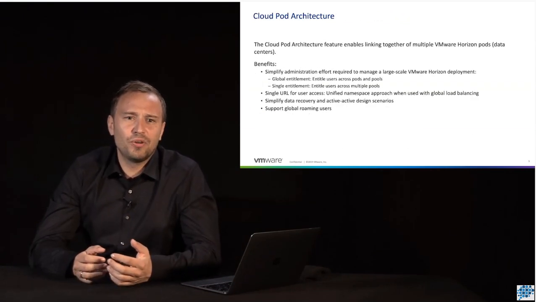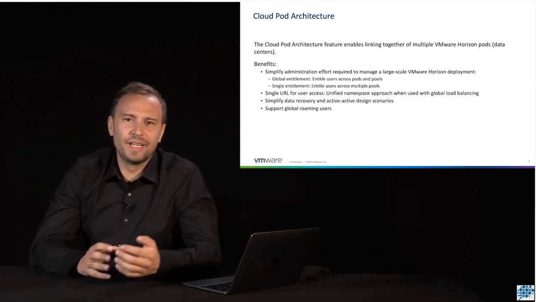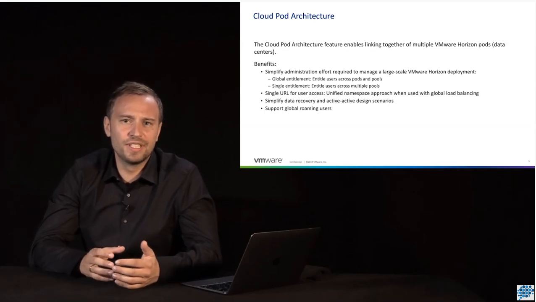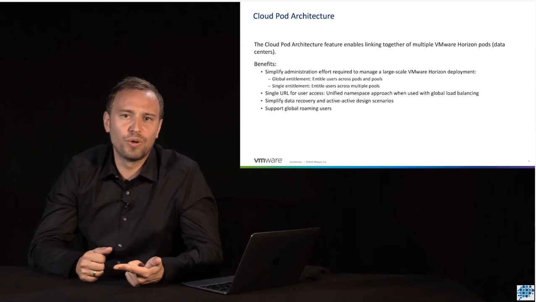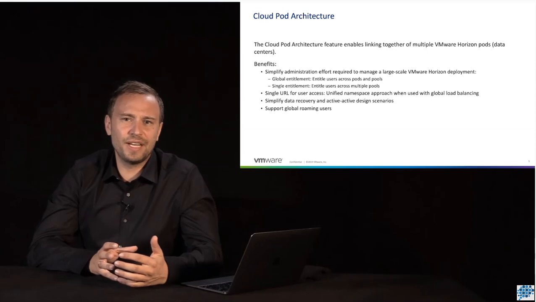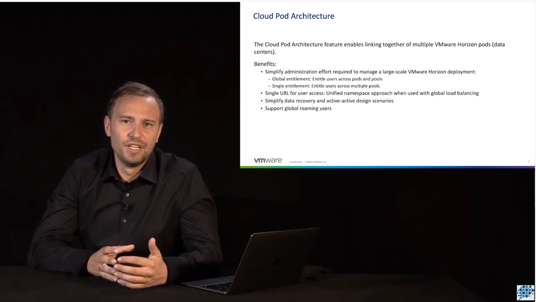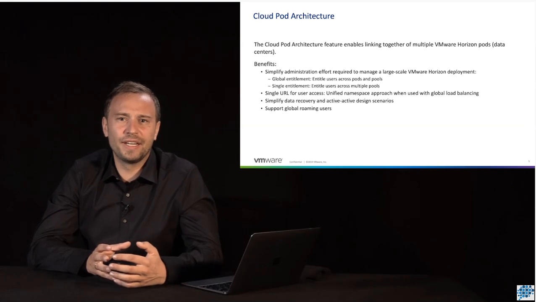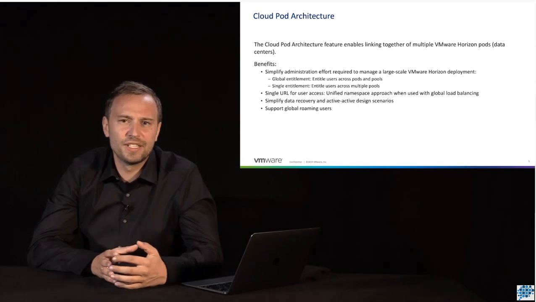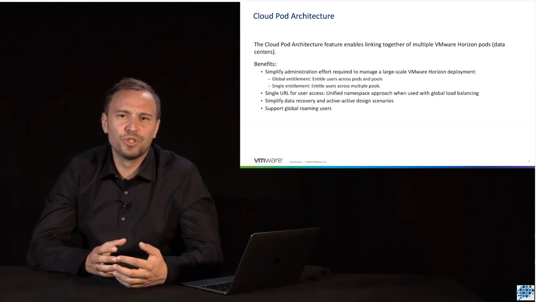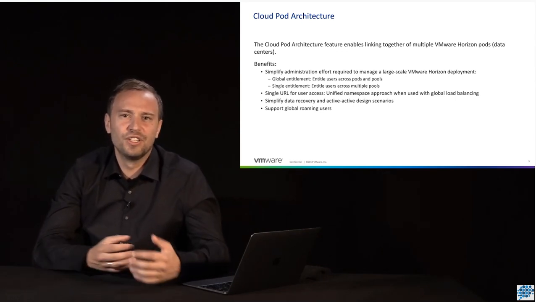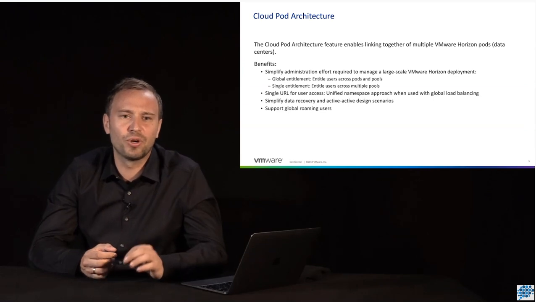When we talk about the cloud pod architecture, it's important to know that we can integrate multiple pods with each other. So what is a pod again? A pod consists of a management block and a minimum of one resource block, and is one Horizon instance. And this Horizon instance is kind of an endpoint for the user to connect to typically. Since we don't support any kind of multi-data center or multi-site architectures within a Horizon pod, we need to do something if we want to integrate multiple pods from different physical locations into one logical unit, and that's where we use the cloud pod architecture.